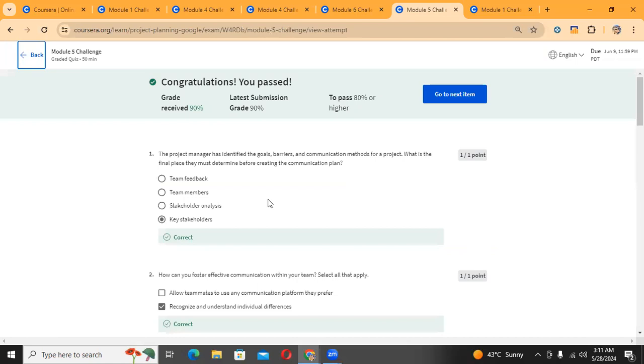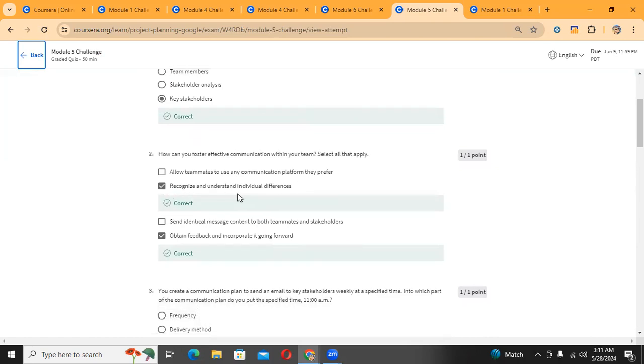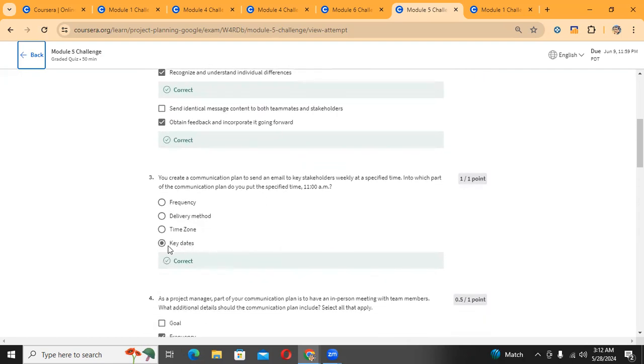So from the first question, the answer is key stakeholder. Before finalizing the communication plan, it's crucial to identify key stakeholders to ensure that the communication plan addresses their needs and expectations. And from the second question, the answer is recognize and understand, obtain feedback, and incorporate. So from the third question, we have the answer of key dates.